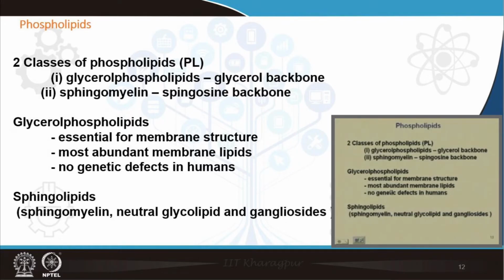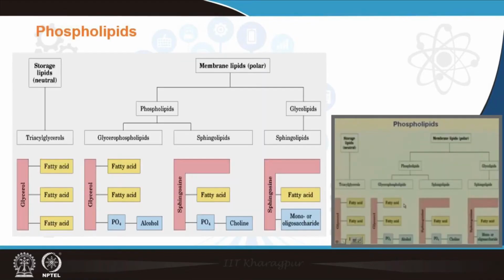Now, what is essential of these? They are extremely important for membrane structure. They are found in membrane lipids, okay? And we will see what these structures actually are. So, what we need to know is there are 2 types of phospholipids, and they are essential for the membrane structure and they are found in membrane lipids. Okay. This is the breakup.